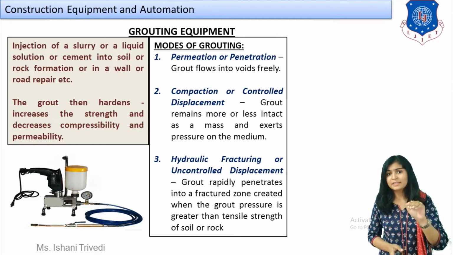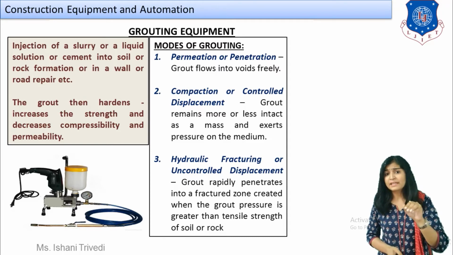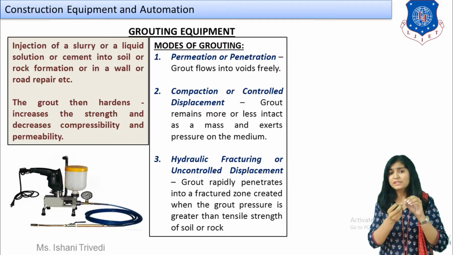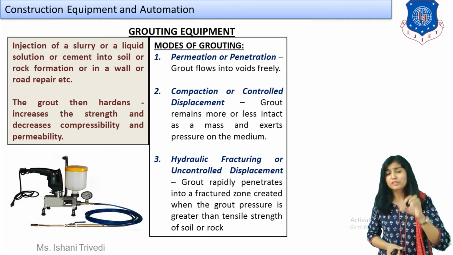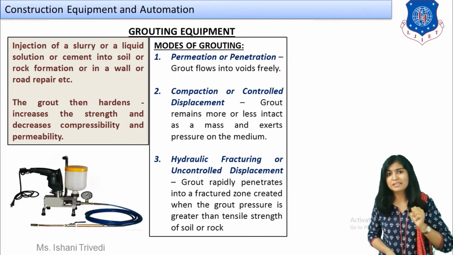Once you have injected the penetrator inside the wall, inside the soil, you will just release the grout and let it flow freely inside the material, and all the voids will be filled up slowly with the help of the slurry material.